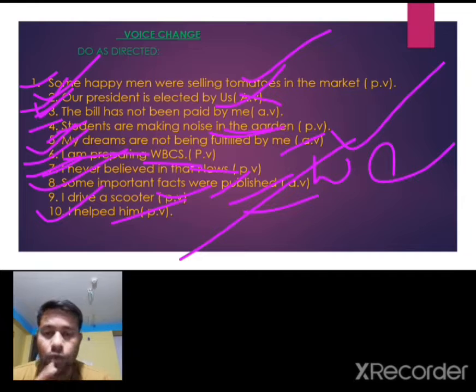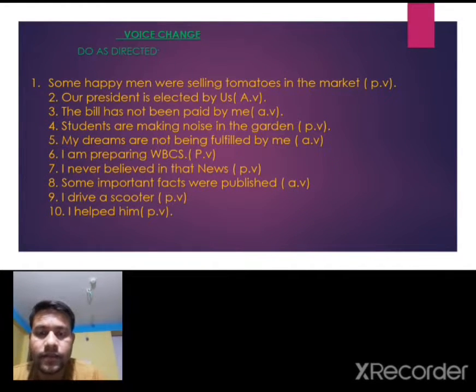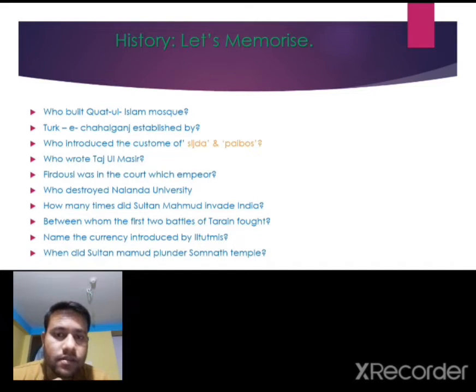So move on to the next slide. Yes, this is another one. Oh, it is of history. So history, definitely our fortune has to be changed. I will speak in Bengali right now, as English is already completed.